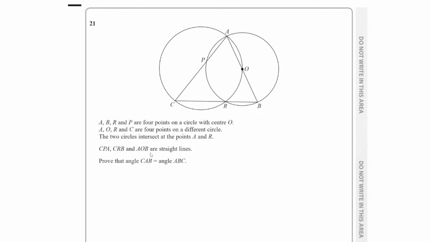CPA, CRB, and AOB are straight lines. Yeah, you can assume that creates a triangle. Prove that CAB is equal to ABC. So let me figure out which two those are. First of all, CAB is C to A to B. So this top angle we need to prove is the same as ABC, this one here. Oh, so we're effectively proving it's an isosceles triangle then. Okay, obviously you can use circle theorems for this.